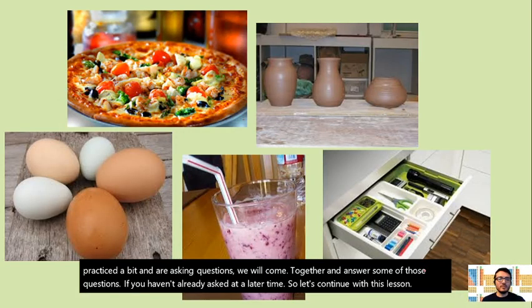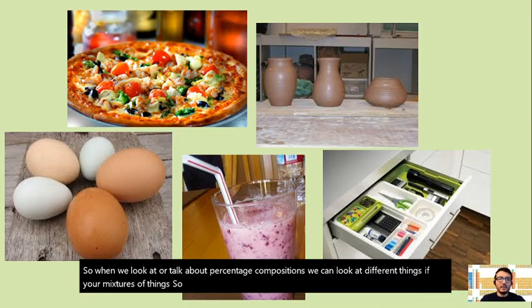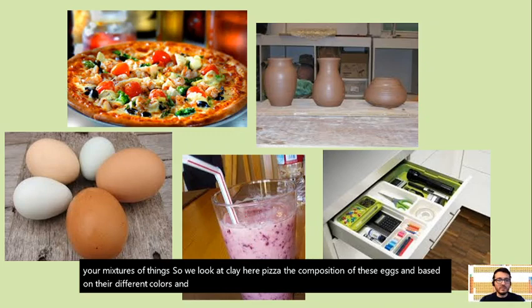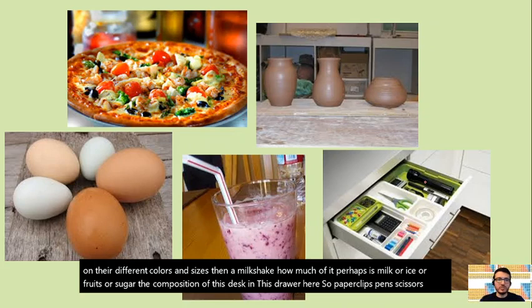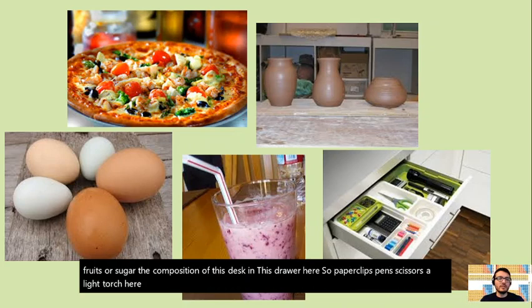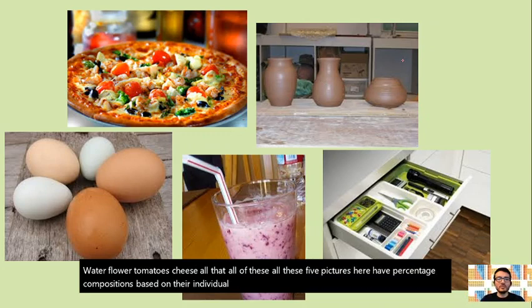So when we talk about percentage compositions, we can look at different mixtures of things. We look at clay here, a pizza, the composition of these eggs based on their different colors and sizes. Then a milkshake, how much of it perhaps is milk or ice or fruits or sugar. The composition of this desk in this drawer here: paper clips, pens, scissors, a torch, and a pizza. Ingredients: water, flour, tomatoes, cheese. All of these five pictures here have percentage compositions based on their individual ingredients, right? And they're going to be similar for similar items.